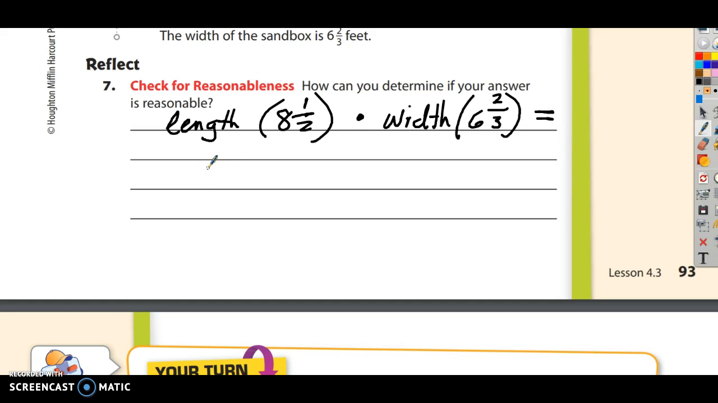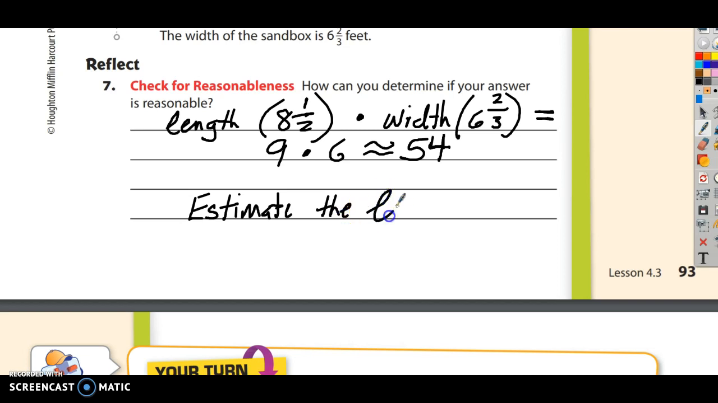But here's how it's going to work. If we just round this, 8.5 is really close to 9. If we multiply 9 by 6, we'd get around 54. And the area was 56, so we can just use an estimate. So we can estimate the length times the width. And as long as it's close, then we know it's reasonable, because all it's asking is to check to see if it's reasonable. So if we estimate the length times the width, I know this is 54, and the area was 56 and something, so it's close enough. All right, good job. You're done with page 93.